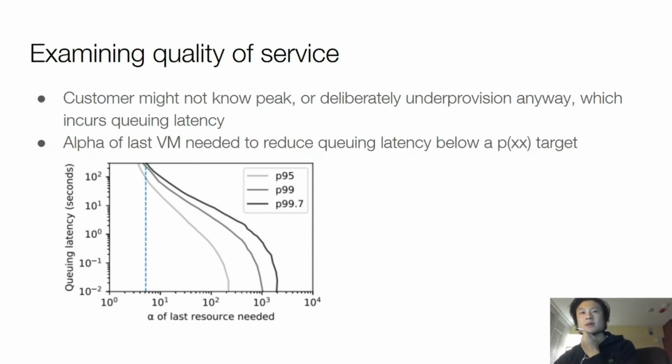Lastly, we'll look at examining the value of quality of service. In the previous two scenarios, those were at opposite ends of the spectrum. Realistically, a customer is not going to be statically provisioning for peak, but they also won't be able to dynamically provision with such fine-grained accuracy as an Oracle. So they'll be somewhere in the middle, and sometimes they'll have to end up under-provisioning. And when that happens, they'll incur some amount of queuing latency or other degradation in quality of service.